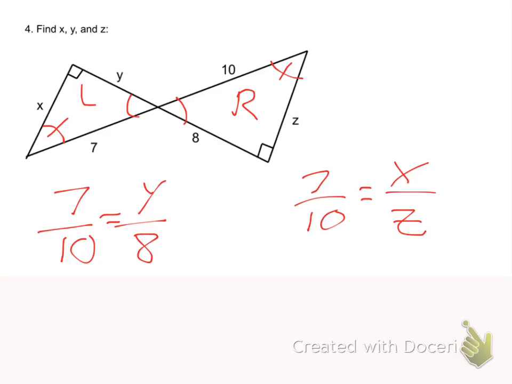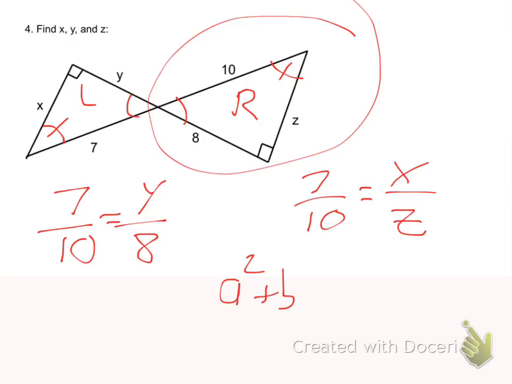Wait a minute. That's a right triangle. And if it's a right triangle, I can use, starts with a P, Pythagorean theorem to solve for z. So on this triangle right here, make sure that you use a squared plus b squared equals c squared. Okay?